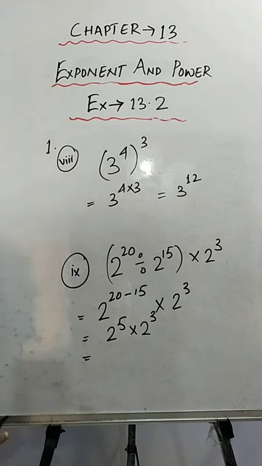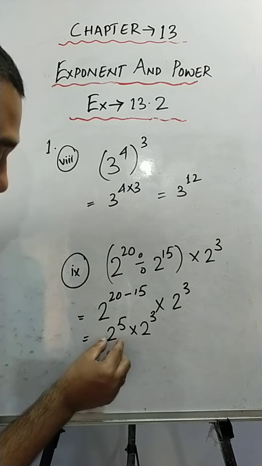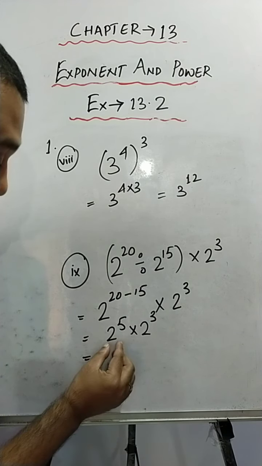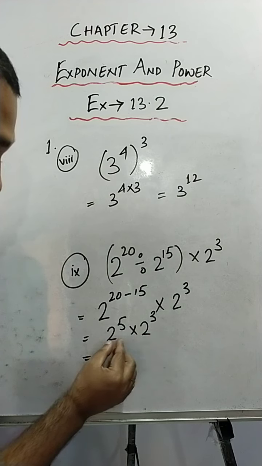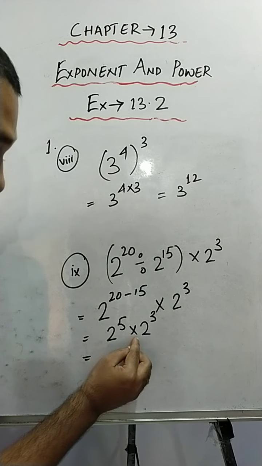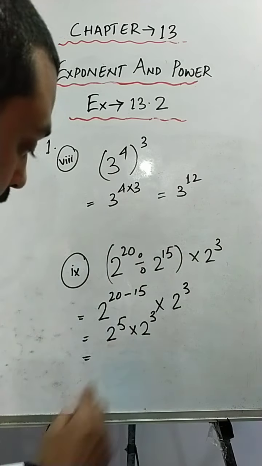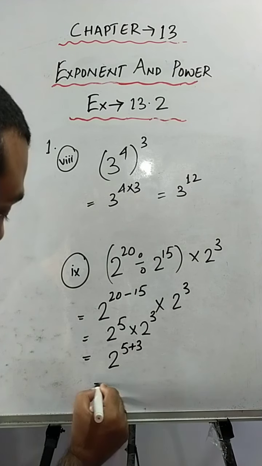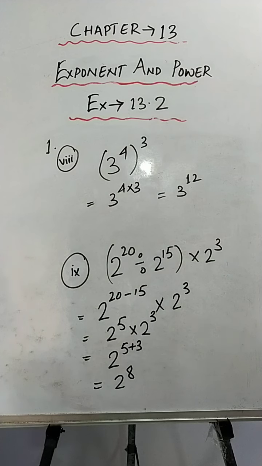Now finally we see that we have two exponential forms, 2 to the power 5 and 2 to the power 3. Both are carrying the same base, 2. And what sign is between? Into. So what do we do with the powers? Add. So that means 2 to the power 5 plus 3, that means 2 to the power 8 is the answer.